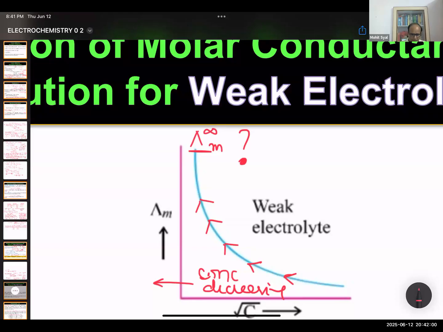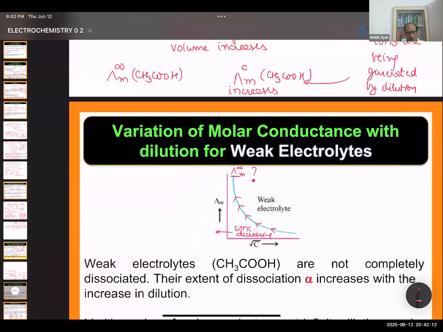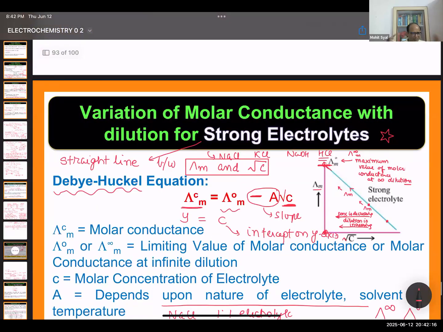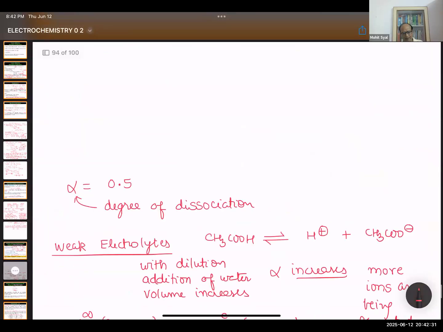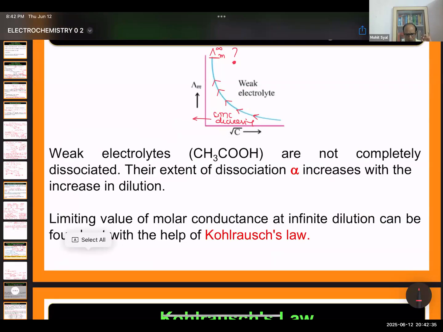Is it clear or not? Yes. So what is the maximum value? We can't figure it out. But there it was very easy. It was just a straight line, so wherever lambda m intersects the y-axis, that is the maximum value, and you can figure out lambda m equals lambda naught minus A root C, the square root of the concentration. This is quite weird. Graphically we can't determine it. We need to use something else, because the graph is like this and we are not able to calculate it. So we need to take the help of a new law, which is known as Kohlrausch's law.